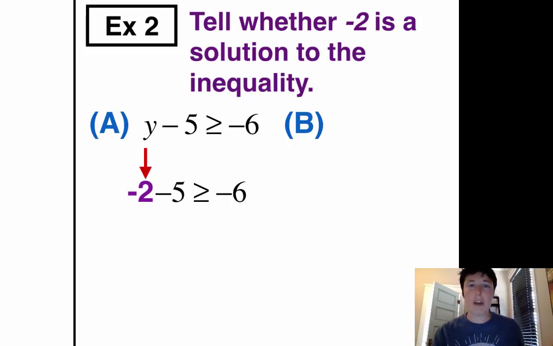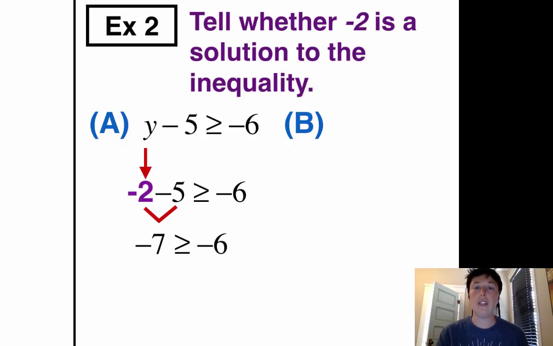Now I just got to check my math. I got to do negative 2 minus 5. So negative 2 minus 5 is negative 7. And my symbol says greater than or equal to negative 6. So now you have to ask yourself, is this true? Is negative 7 greater than negative 6? I hope you're shaking your head and saying no. Yeah, no, false, doesn't work. So negative 2 is not a solution to this problem.